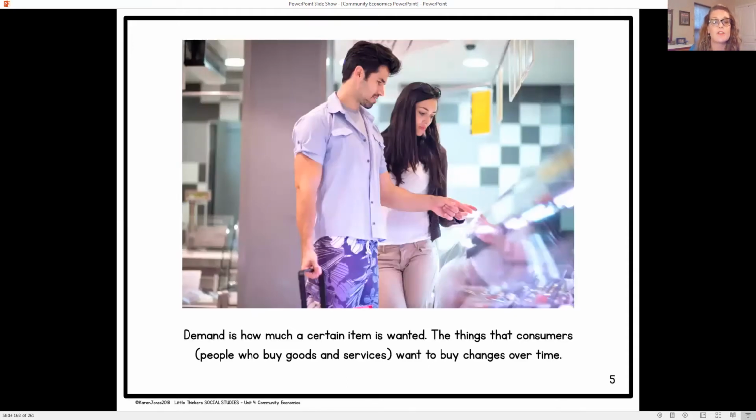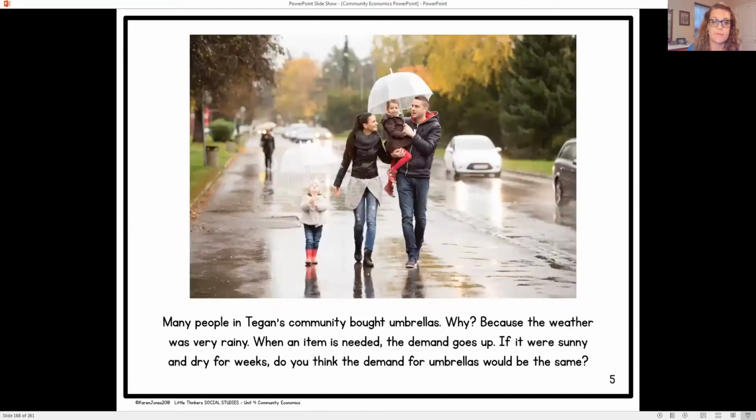Demand is how much of a certain item is wanted. The things that consumers, remember that word? The people who buy goods and services, want to buy changes over time. Many people in Tegan's community bought umbrellas. Why? Because the weather was very rainy. When an item is needed, the demand goes up. If it were sunny and dry for weeks, do you think the demand for umbrellas would be the same?